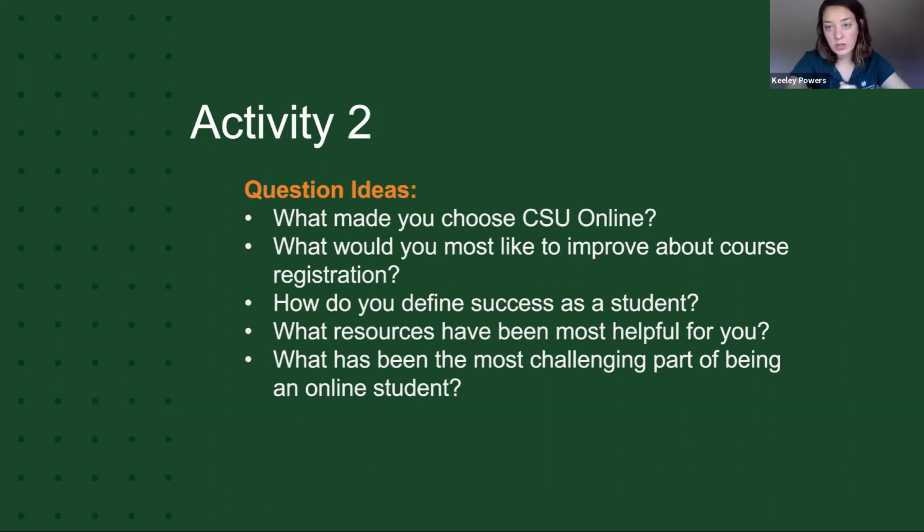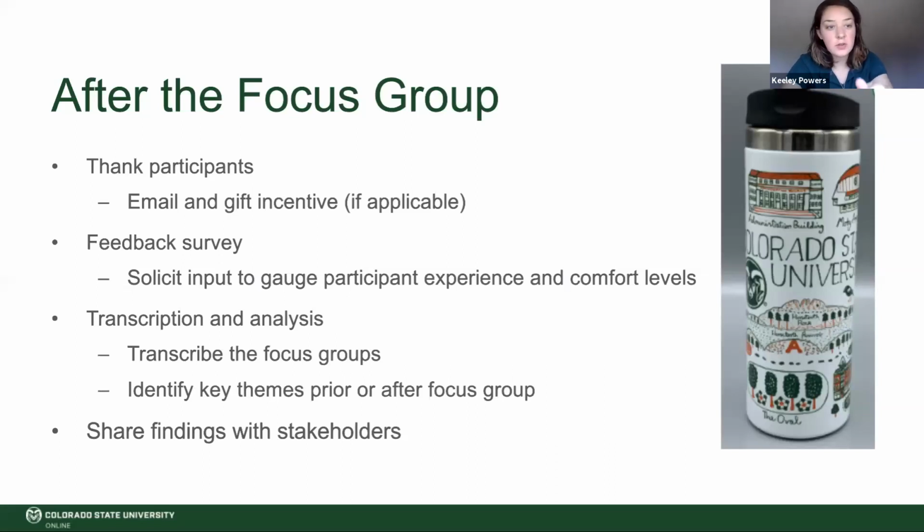Yeah, so Jen, if you would just flip to the next slide, please. Thank you. So just real quick, once the focus group has happened, we will send out a gift incentive. We've got a little tumbler that we've usually sent out, along with a feedback survey. We make sure to do a full transcription. It just makes it really easy to answer questions if any stakeholders do have any questions, and to identify key themes, especially anything that comes up from multiple people multiple times. Those are the really important things that you want to be able to share out with others.